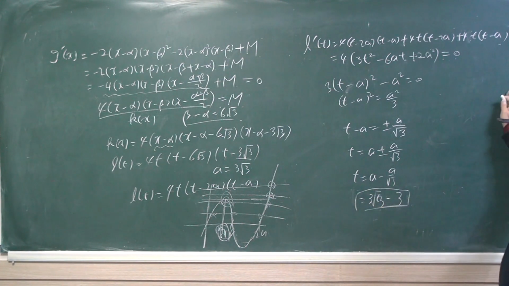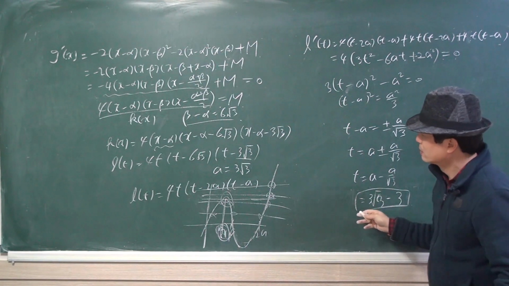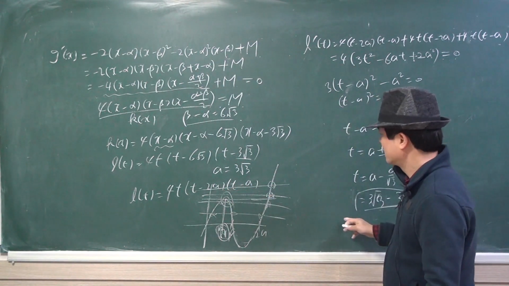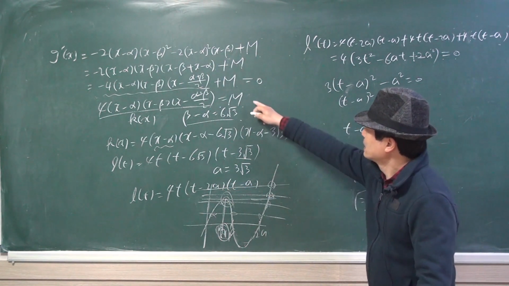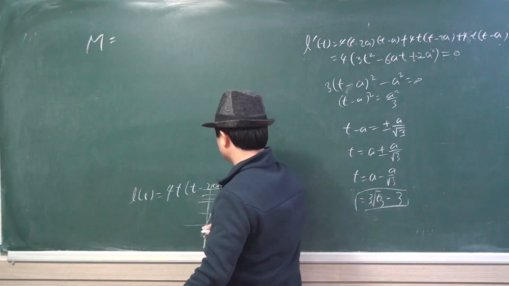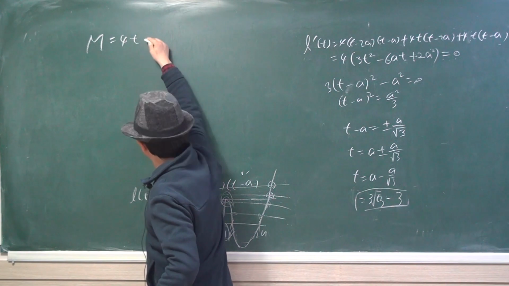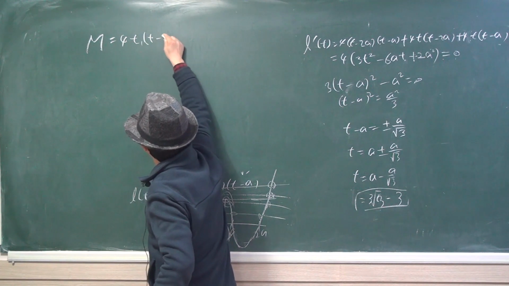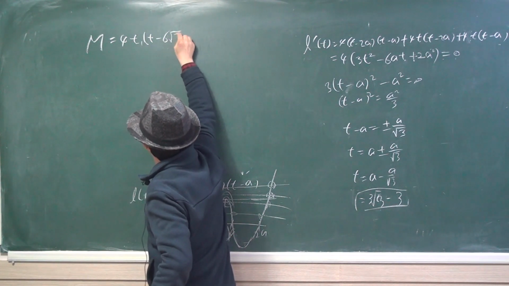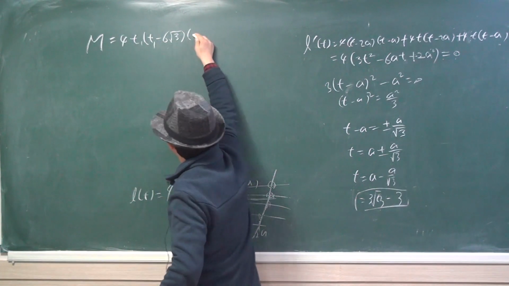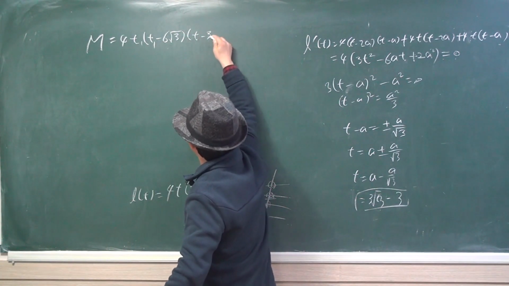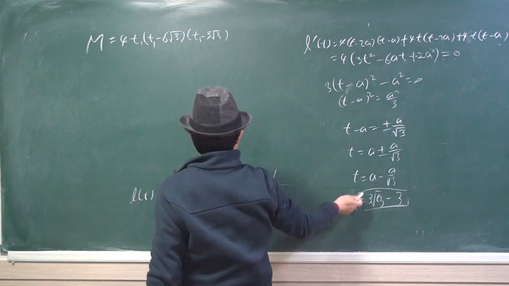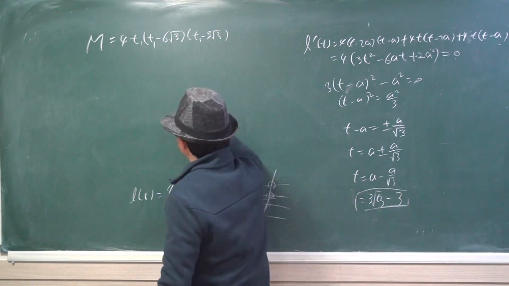And finally, insert t1 into L(t), and this must be m. m must be 4 times t1 times (t minus 6 times square root of 3) times (t minus 3 square root of 3). And we insert back this value t1.